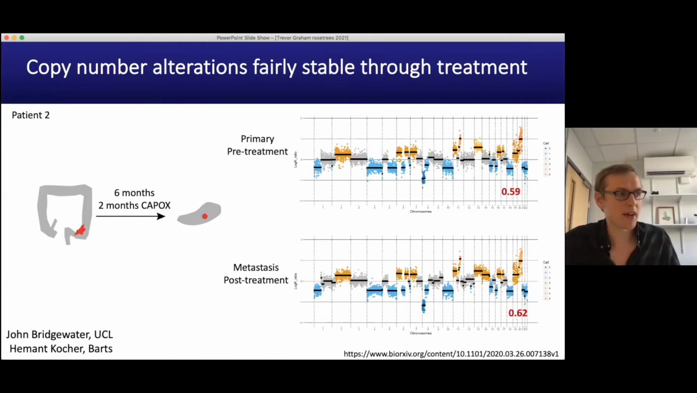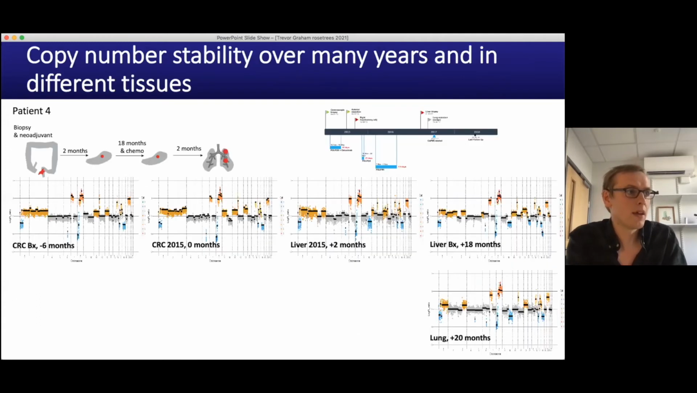So this is a second patient, again, with a primary colon cancer and a secondary liver metastasis, shorter time interval, but this time they had chemotherapy in the interval. Again, the pattern of copy numbers are virtually the same. There are a few differences here highlighted with the arrow, but broadly speaking, there's very little change in the pattern of copy numbers here. It's the same here.